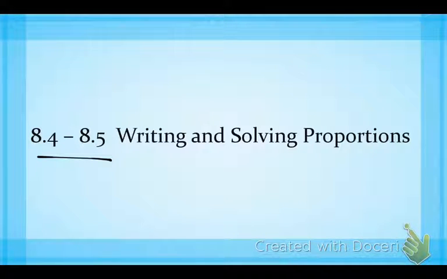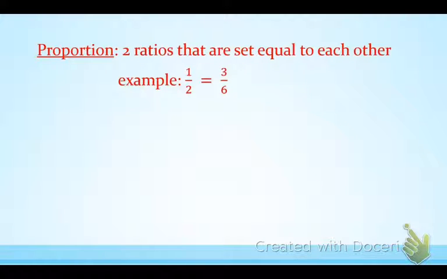Today we're talking about two different sections, 8.4 and 8.5, and it's all about writing and solving proportions. Okay, so a proportion is two ratios that are set equal to each other. If you remember, last week we talked about ratios. So this could be written as 1 to 2, 1 to 2, or this right here could also be written as 1 to 2. Okay, so what this is, is two ratios that are set equal to each other.